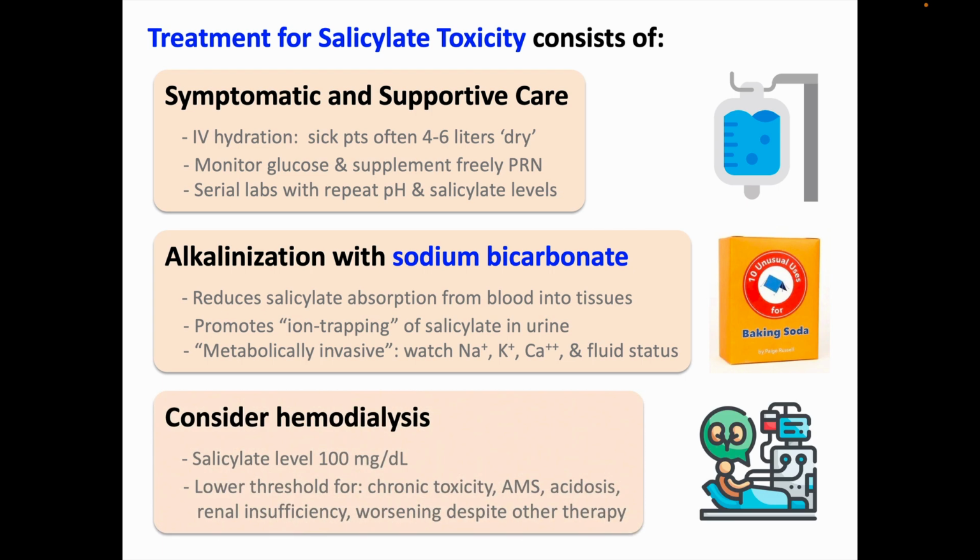And you also have to consider whether hemodialysis is indicated for the sicker patients. Published recommendations say that any patient with a salicylate level of 100 milligrams per deciliter is a candidate for dialysis, but it might also be indicated at lower thresholds for those with chronic salicylate toxicity, altered mental status, or persistent acidemia, those with renal insufficiency since they can't eliminate salicylate in the urine, who can't tolerate aggressive fluids, or patients with lower salicylate levels who are getting worse despite appropriate and aggressive fluid and alkalinization therapy. These are the times to consult nephrology regardless of the hour.